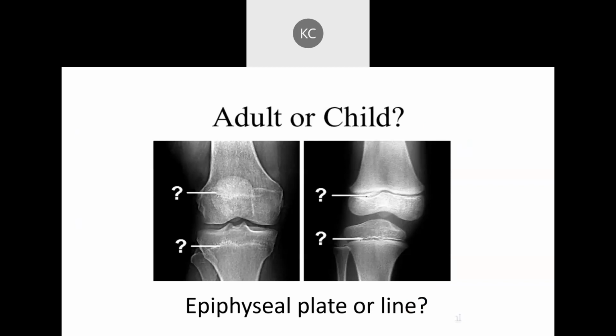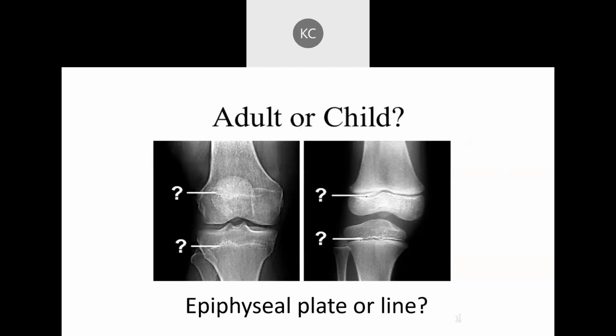So if we look here, hopefully you didn't just see the answer that I just showed you. Which image here, left or right, which one is an adult, which one is a child? And then based on that, which has an epiphyseal plate and which has an epiphyseal line? Pause the video, think about it, and I will go on and explain it.